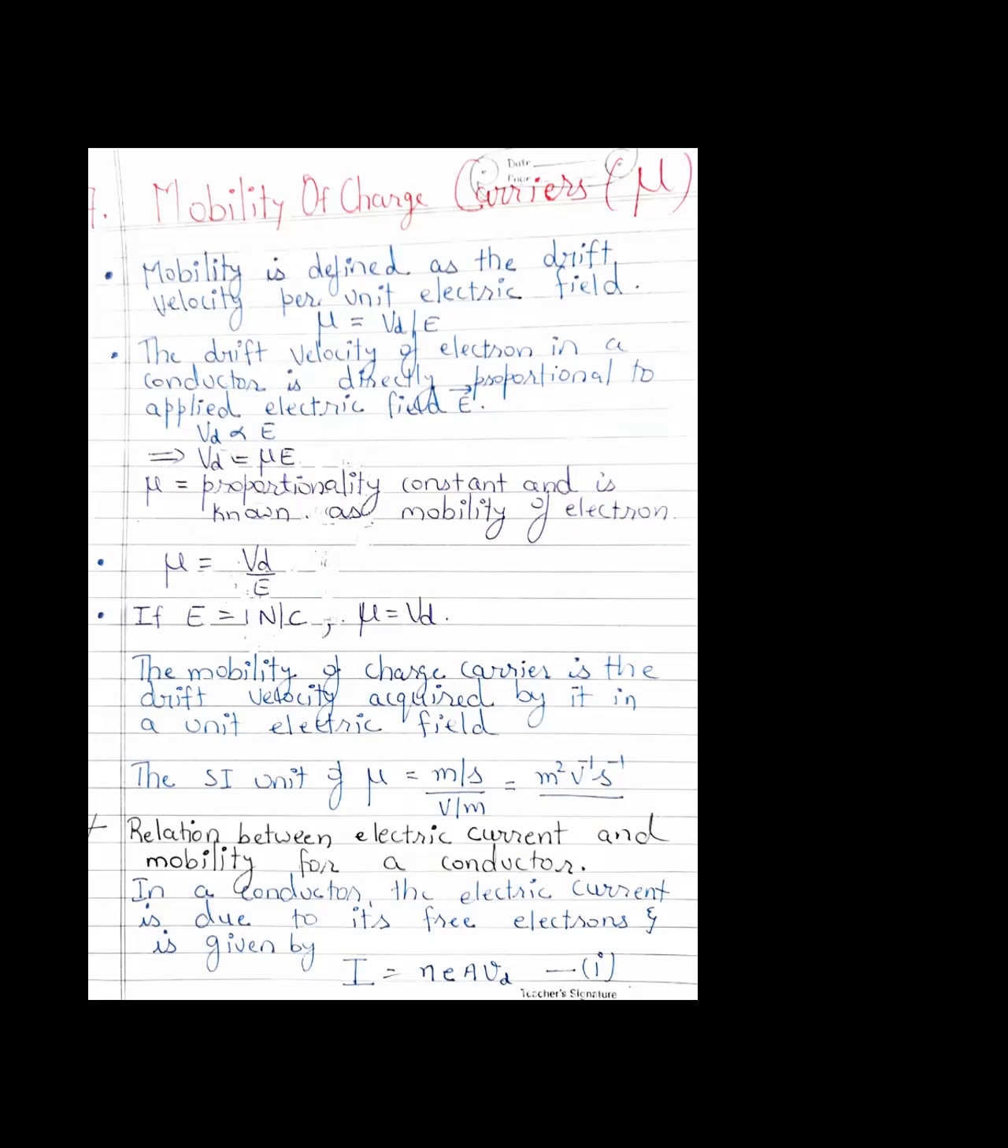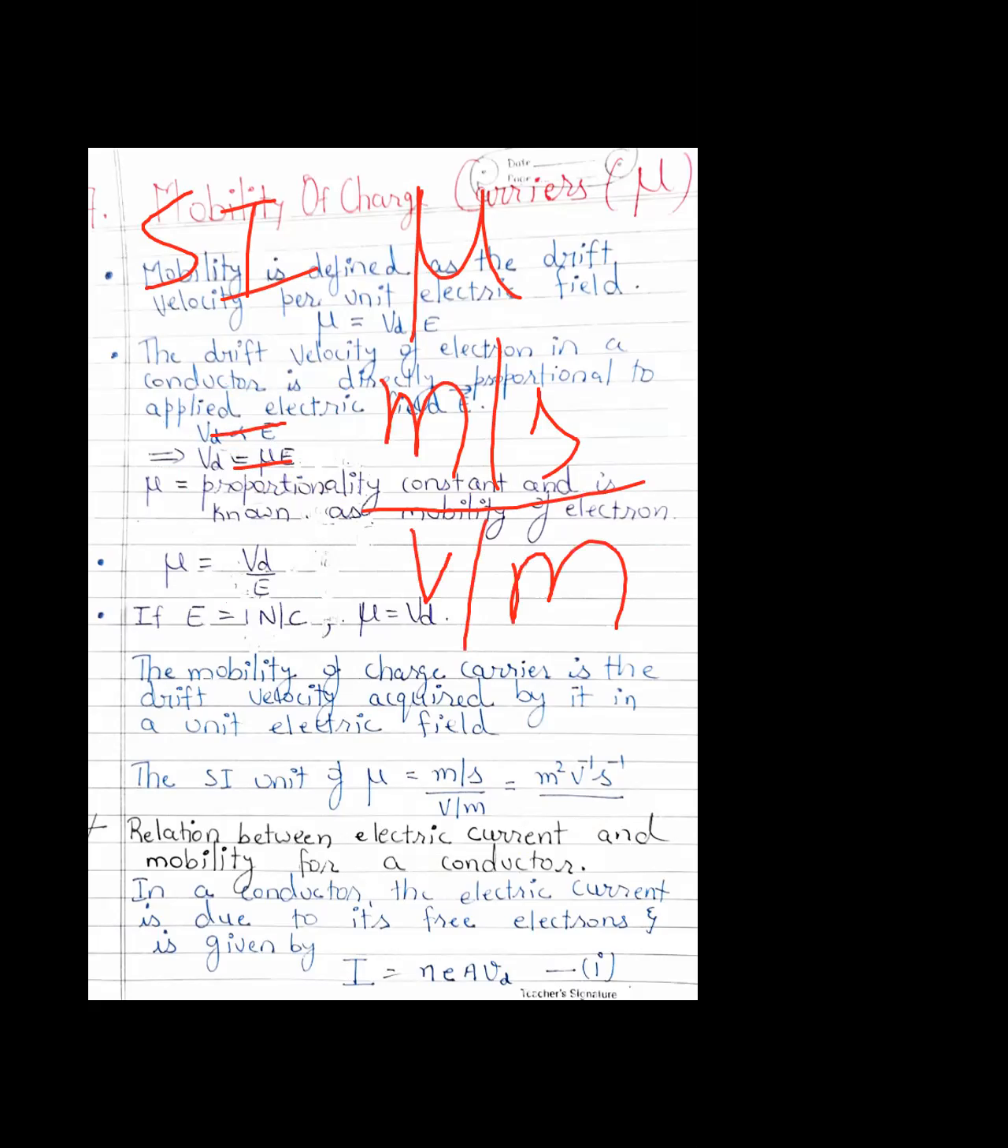Now let us see the unit of mu. The SI unit of velocity is meter per second, because Vd is the drift velocity. For electric field, we know the unit is volt per meter. So the unit of mu, that is mobility, becomes meter square per volt second. Right, children? This is the unit of mu, meter square per volt per second.